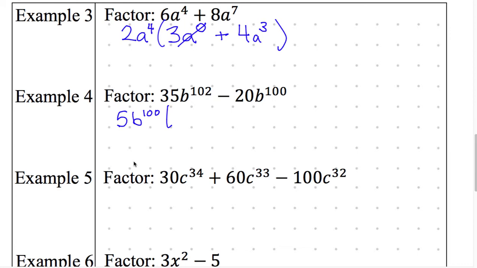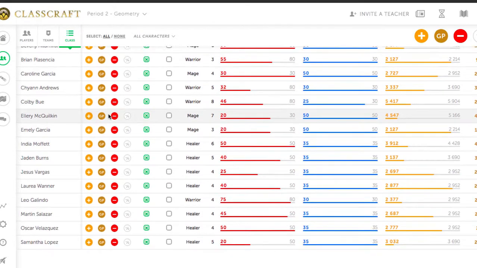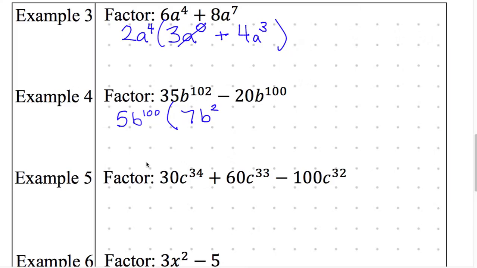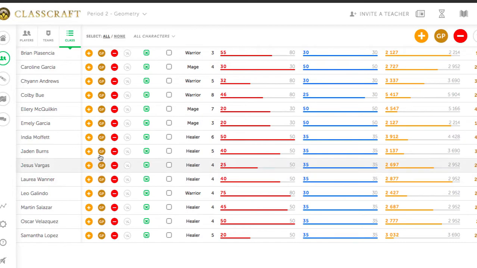What goes on the inside of the parentheses? I need 2 volunteers, 1 for each term. First volunteer. Leo, go for it. 7b. 7b to the what? The power of 2. Perfect. That's the first term. Thank you, Leo. And what is the second term? Caroline. -4. There it is. Thank you, Caroline. That is the final answer.